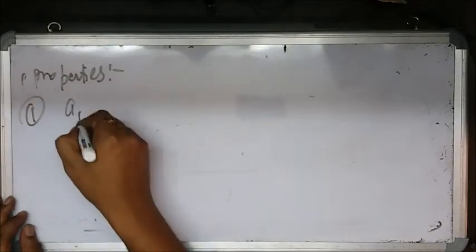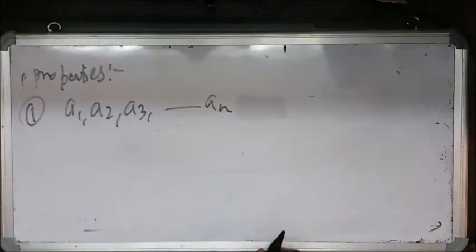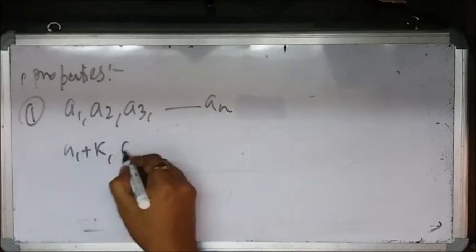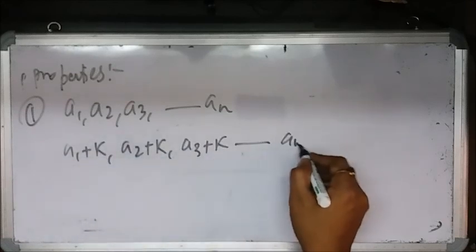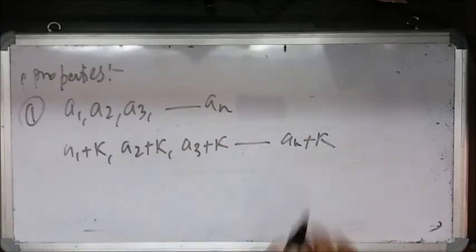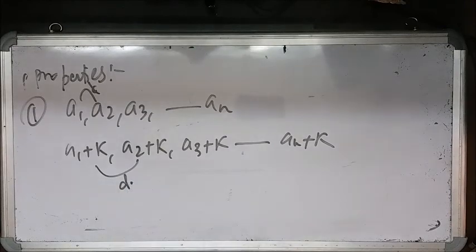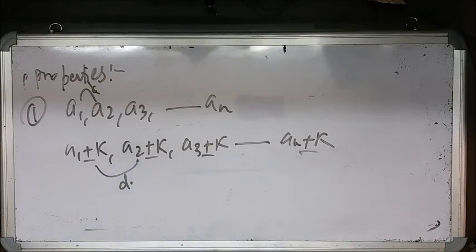Now if you have an arithmetic progression a1, a2, a3, and so on up to an, and if you add or subtract a constant term to all the terms, it still remains in AP. So if I add, suppose, k, it still remains in AP with the same common difference. If this is D, then this will also be D. So if you add or subtract a constant term, the resultant sequence will also be in AP with the same common difference.